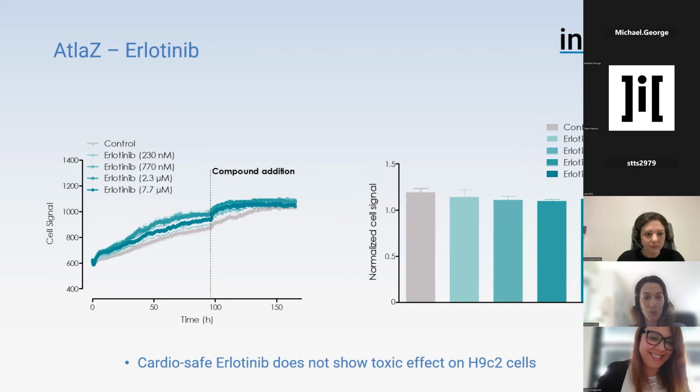A proper control is alectinib that I would like to show you here, where we have concentrations ranging from 230 nanomolar up to 7.7 micromolar. And still you have no cardiotoxic effect, which you can also see here on the analyzed level. It's a nice cardio-safe compound showing no toxic effect on our cardiomyocytes.